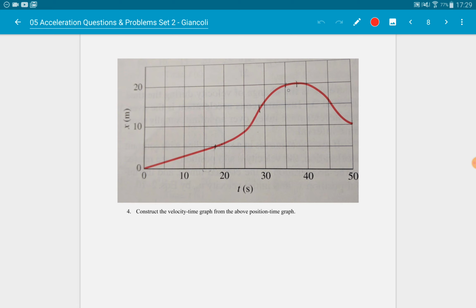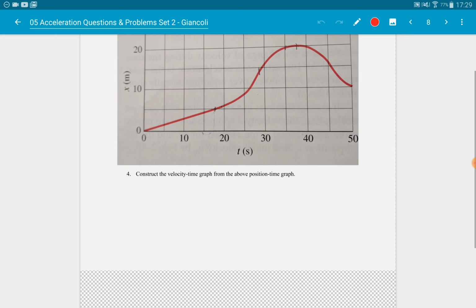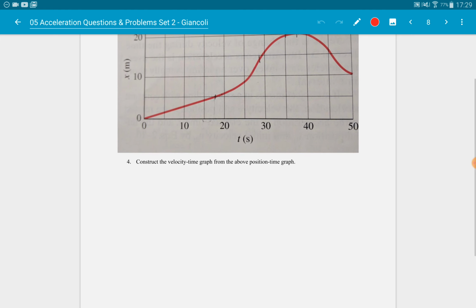Somebody accidentally made little marks in the book there, I guess. Don't do that if you have a book. Anyways, construct the velocity time graph for the above position time graph. Okay, cool. So I'm going to go ahead and do that below here.